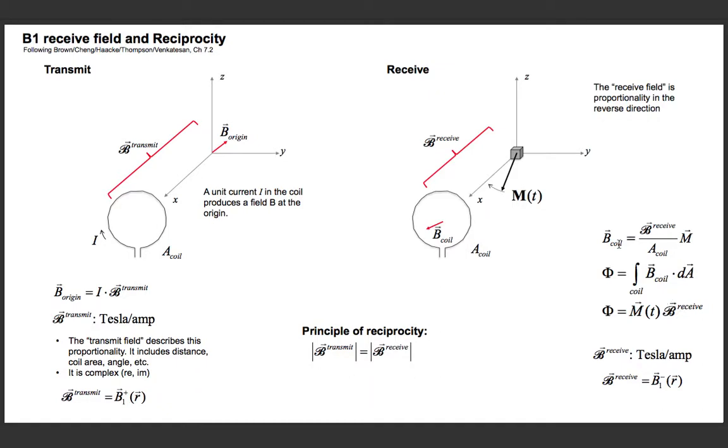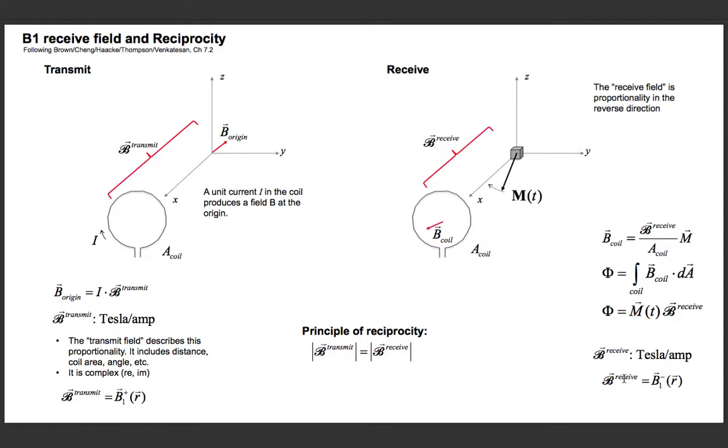So again, like on the transmit field, this B receive is not purely a Tesla. It's a Tesla per amp. It's kind of a unit, a normalized transmit field. And if you look at the units, this works out. M is amp meter squared. And so it all works out to be the right numbers. And typically, although I'm using the script B, going forward we see this as a B1 receive field. So this is the receive field, and over here is the transmit field. These are the things that we need to map out as a function of space.